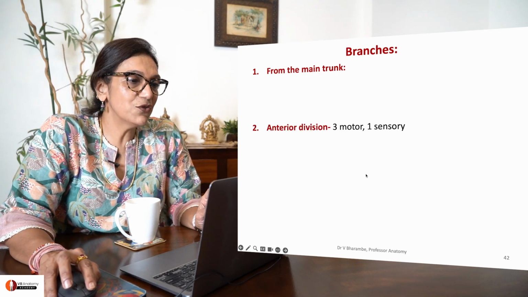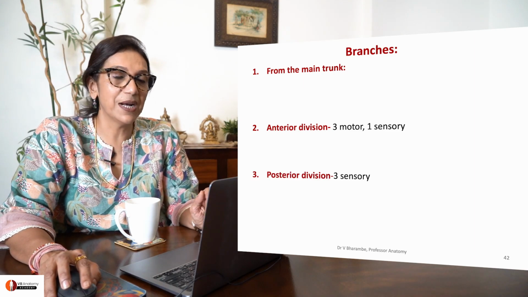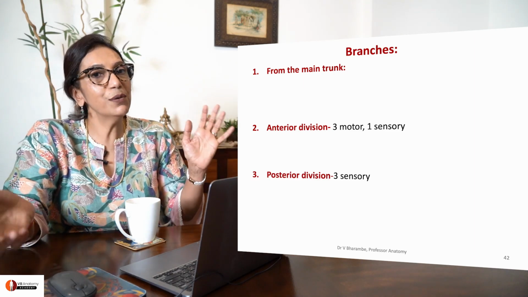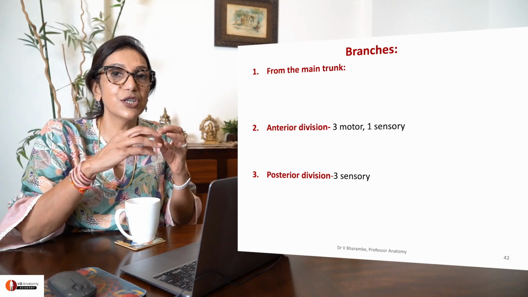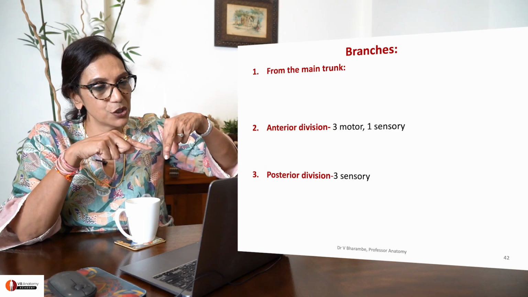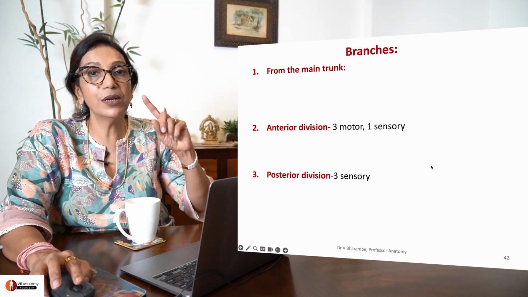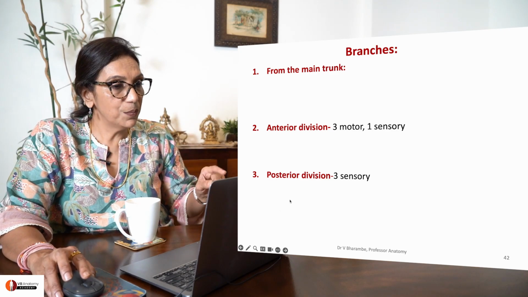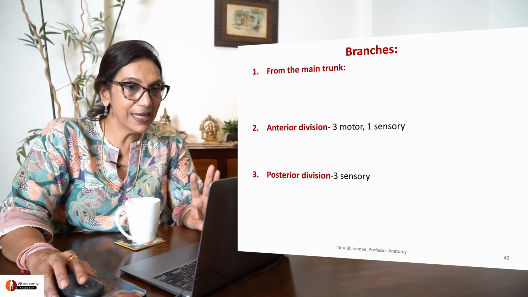So from the main trunk, some branches are from its anterior division, some branches from posterior division. So what do we understand? That mandibular division gives rise to some branches from its main trunk. Then it divides into an anterior division and a posterior division. Anterior will give rise to 3 motor, 1 sensory branch. Posterior division will give rise to 3 sensory branches. I'll give you the details.